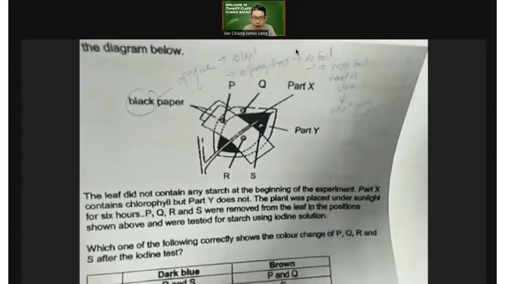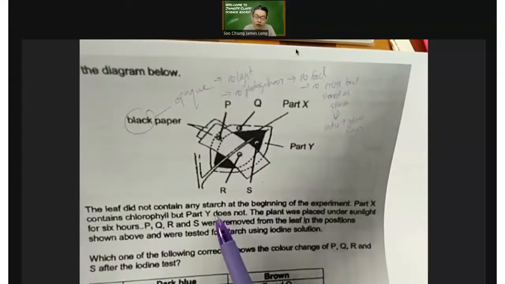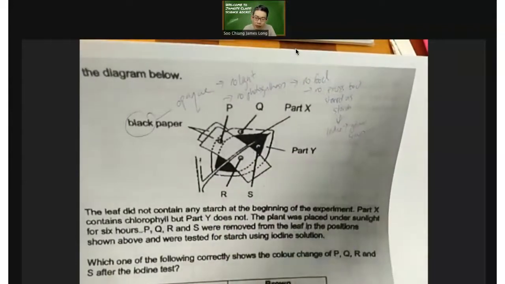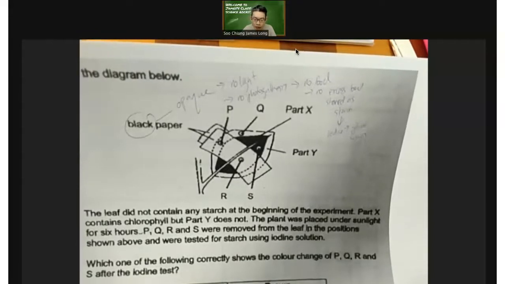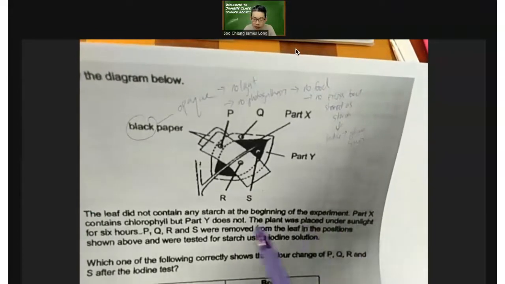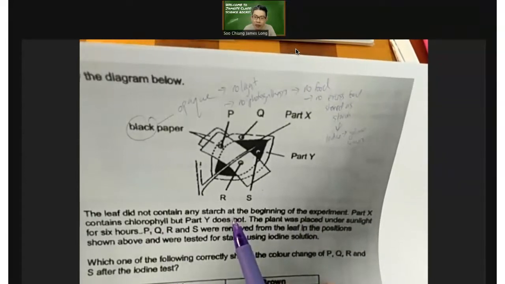Okay. Now, in the beginning, they have to remove all the starch first. So usually they will place this leaf in a dark room, so there's no photosynthesis going on for maybe 1 or 2 days. Alright, that's the purpose of saying this. There's no starch present at the beginning of the experiment.